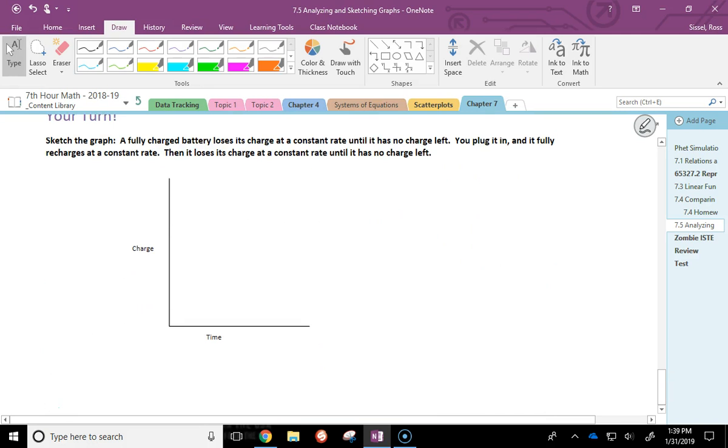This one, there is a trick in it. So be careful. It says, a fully charged battery loses its charge at a constant rate until it has no charge left. Now, we are going to pretend we plug it in right away. So as soon as it dies, we plug it in. You plug it in, and it fully recharges at a constant rate. As soon as it's fully charged, it turns on, and it starts losing its charge at a constant rate till it is dead again. How would you graph that?